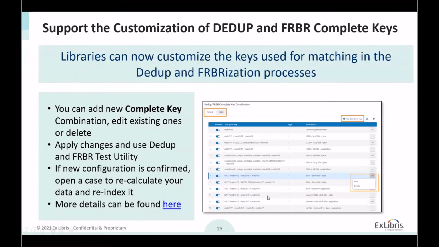Okay, once you choose to change this table to change the complete key, what do you need to do in order to test it? You can use it in your sandbox, apply the changes, and in the dedupe and Ferber test utility, you can use the recalculate to test the subset of records while you are doing that.